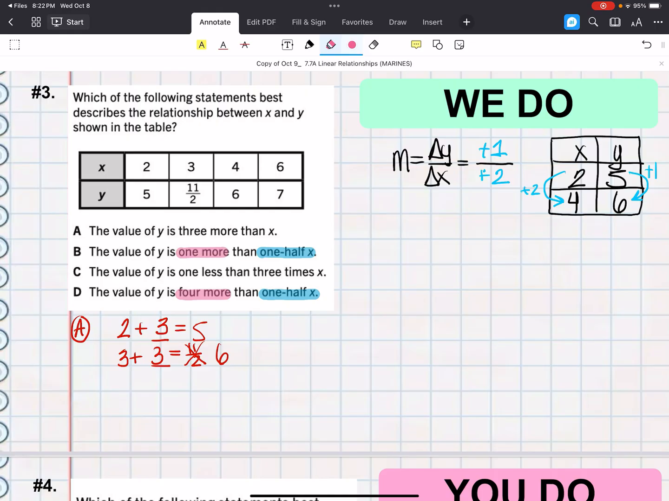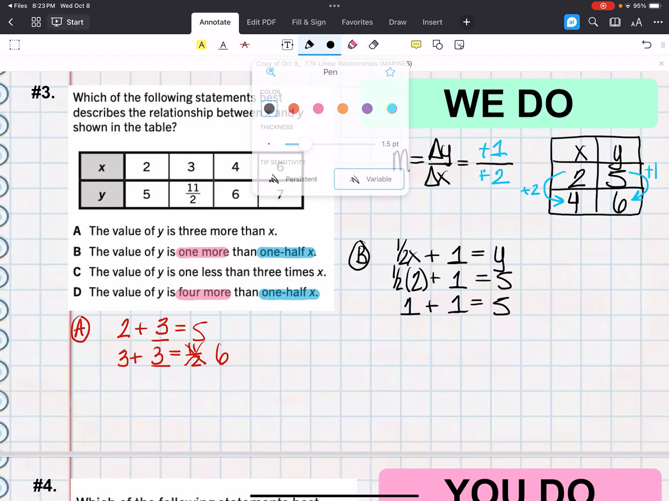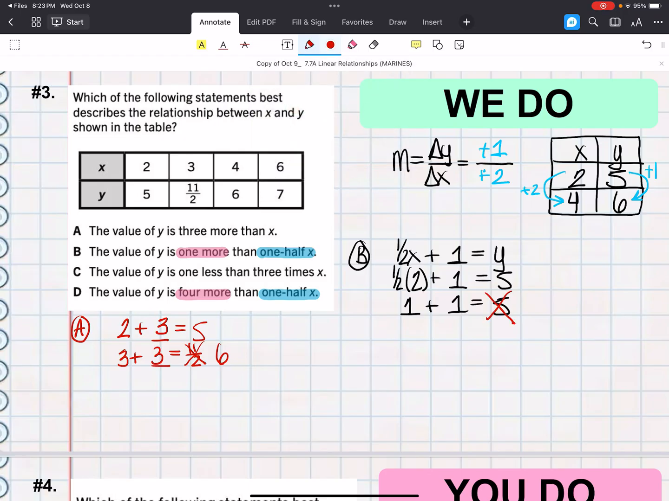So I can try this out. For example, here, taking 1/2 of X, which is 1, adding 1 more to it. So it's saying 1/2 of X plus 1 gives me Y. Well, 1/2 of X in our first ordered pair is 1. And does 1 plus 1 give me 5? No, it doesn't. So we can eliminate B.